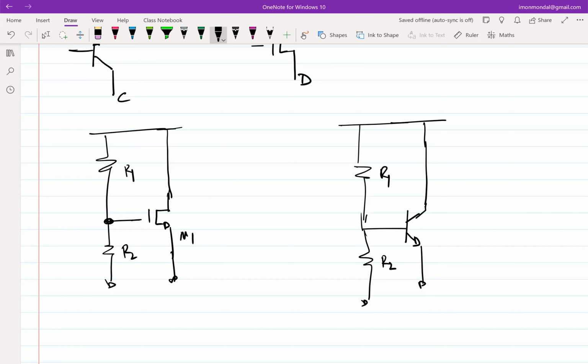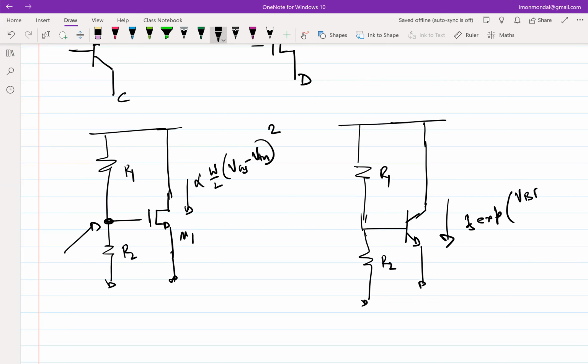In case of a MOSFET, we figured out this voltage, the gate to source voltage, based on the requirement of the current of M1. So this current is proportional to W by L times (VGS minus VTN) whole squared. However, note that this current, in case of a BJT, is IS exponential VBE over VT.